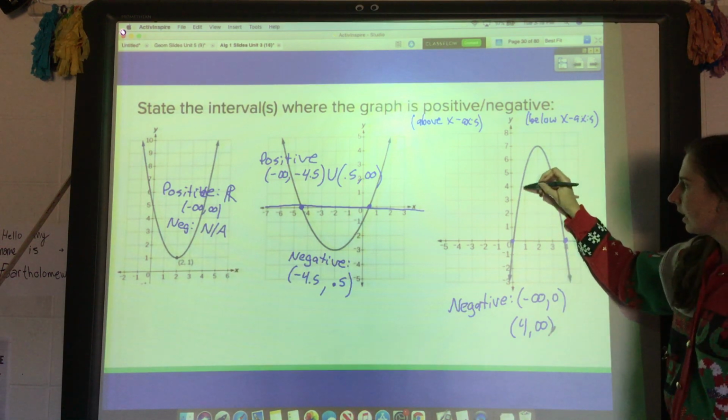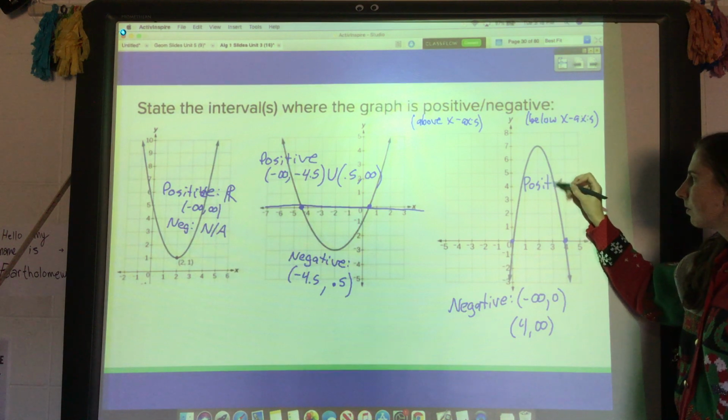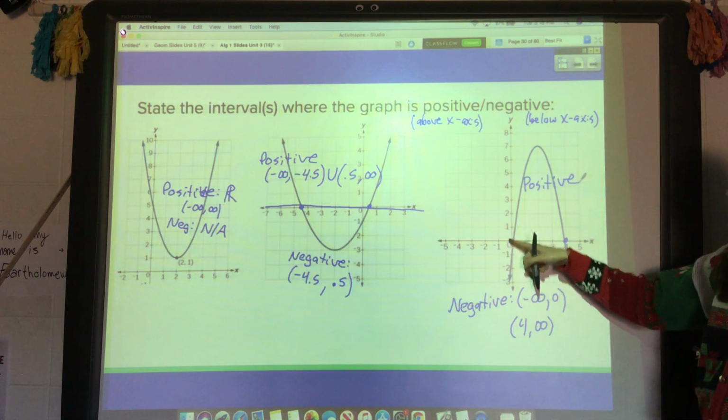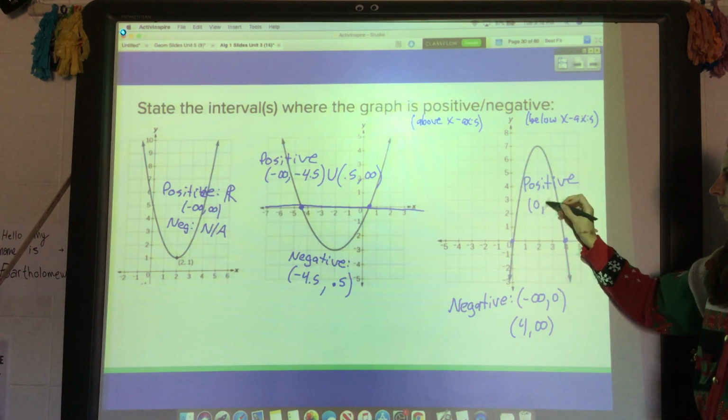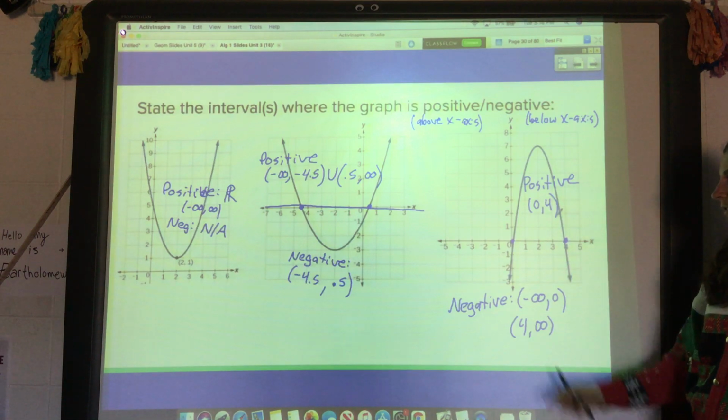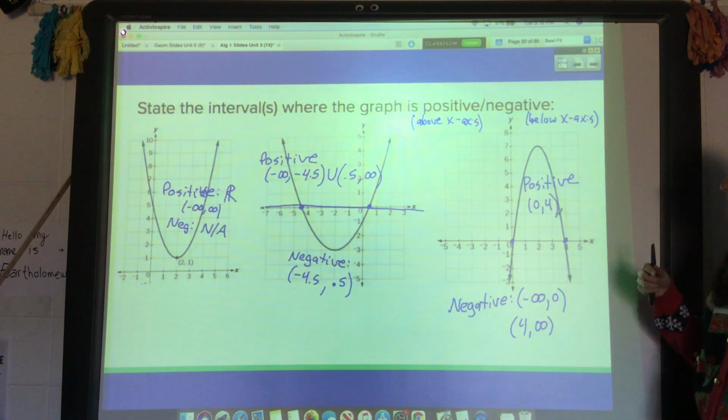It's positive up here from 0 to 4. Everything that exists from the x value 0 to 4 is positive.